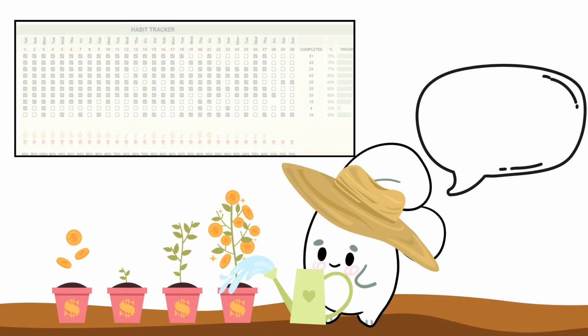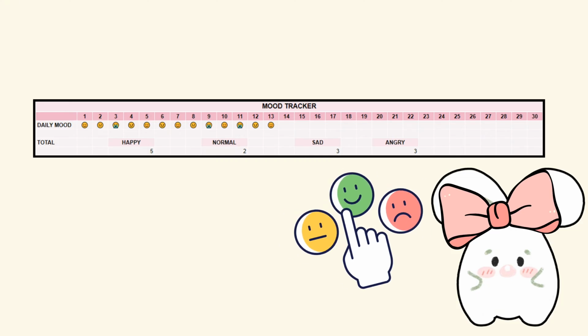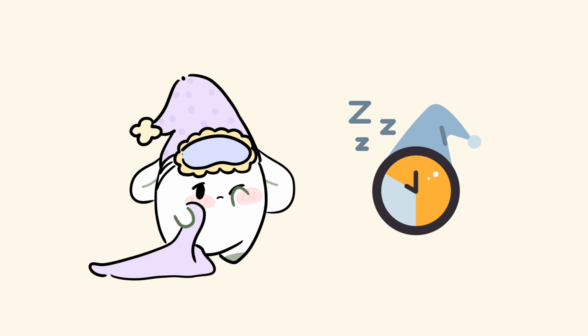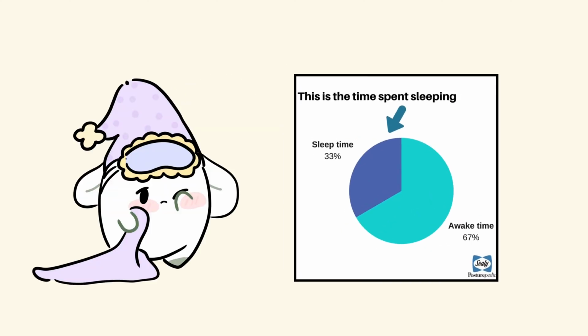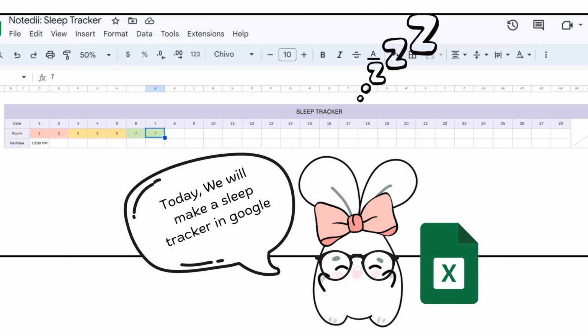We've already created a habit tracker with a growing tree and a mood tracker that keeps us in check. But it hit me. I've never shown you how to track something we all love. Sleep. If we're going to spend a third of our lives sleeping, we might as well track it. Let's make it together in the next 5 minutes on Google Sheets.